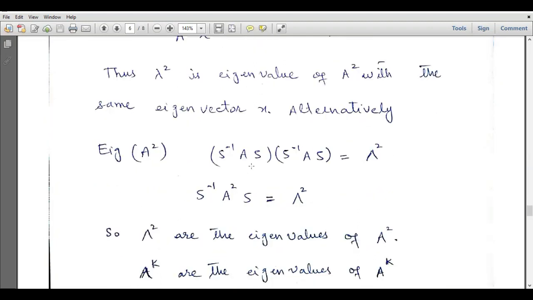Alternatively, we know from the previous lecture that capital lambda is equal to S inverse A S, right? So capital lambda square will be equal to S inverse A S multiplied by S inverse A S. So when we multiply these two, we will see that this S will be cancelled out with this S inverse, and we will have S inverse A square S, and that will be equal to lambda square.